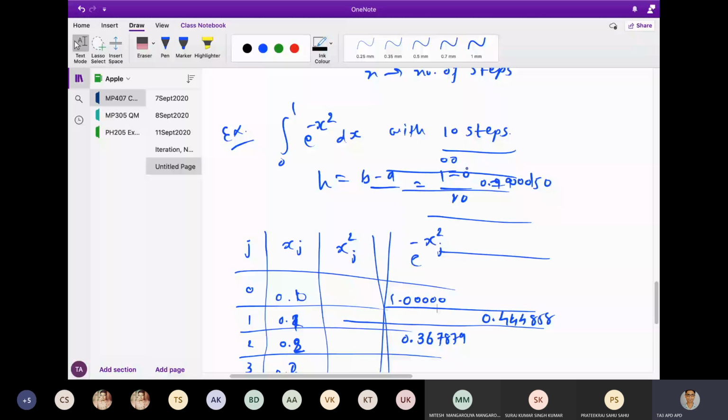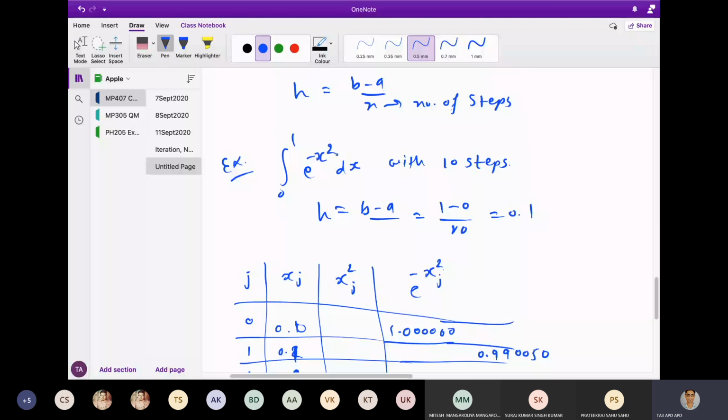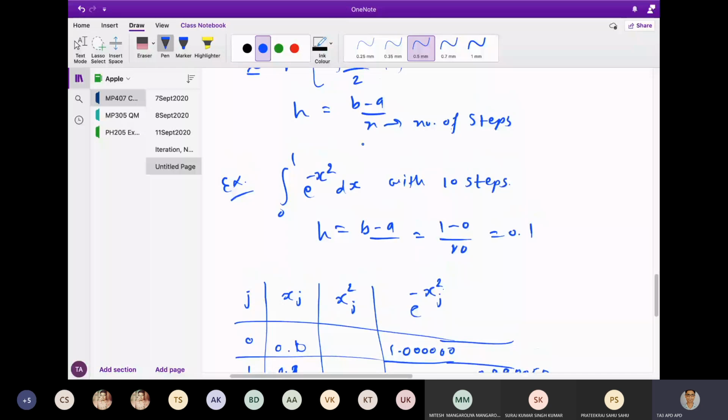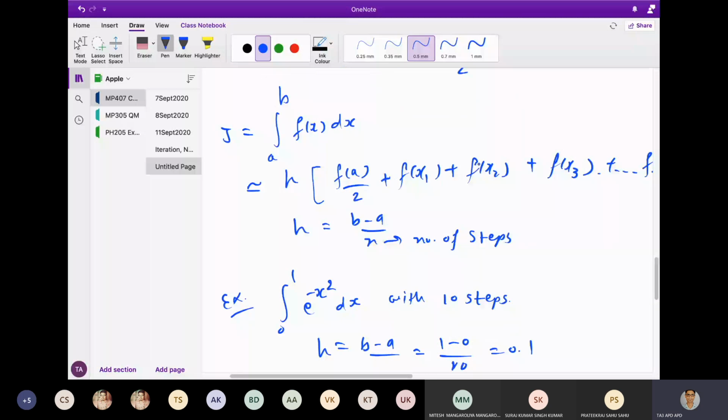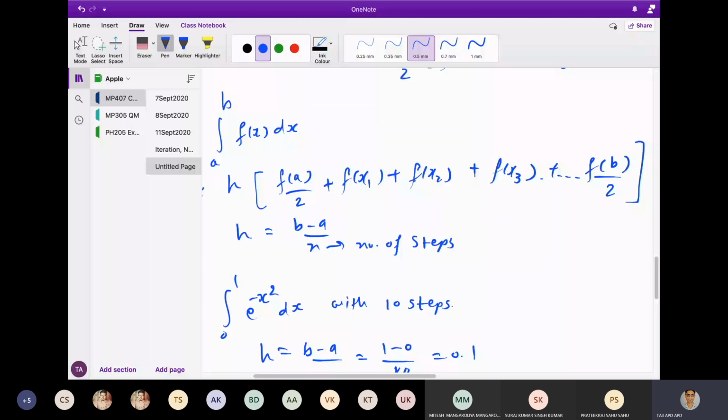We are having the summation here of all this, f of x1, x2, x4, and this is going to be divided by half, both f of a and f of b. So we are keeping it together. So you take the summation of this at the end.